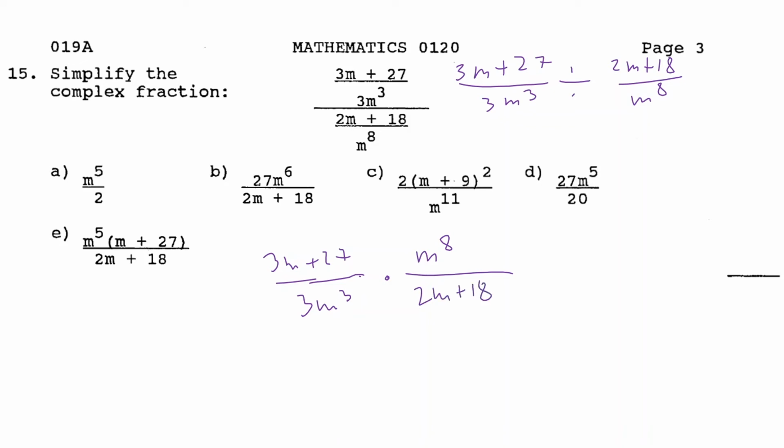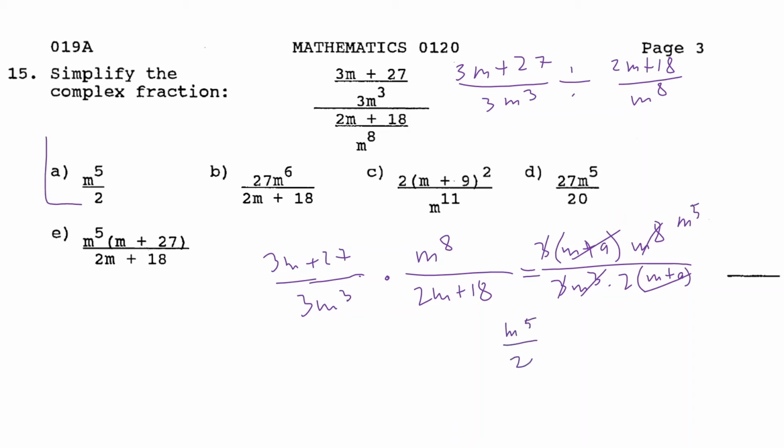Over 2m plus 18. Alright, so the top is 3 times m plus 9 times m to the 8th over 3m cubed times 2 times m plus 9. Factor in as fast as I can. Boom, boom, 3, 3. This is m to the 5th. So it's m to the 5th over 2.